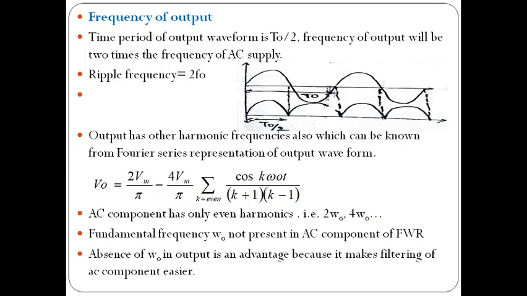Yes. So this absence of omega naught is an advantage, because the filtering of the AC component is very easy. So the unwanted frequencies or harmonics in our output signal can be eliminated by using filter circuits. So these filters we will discuss next.